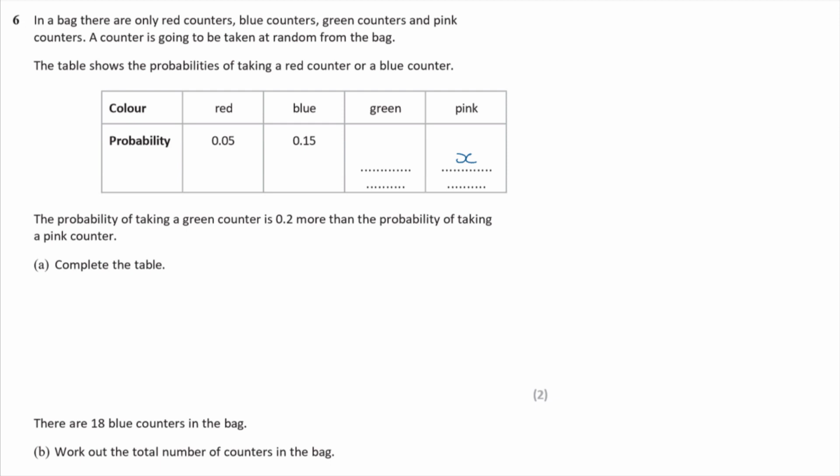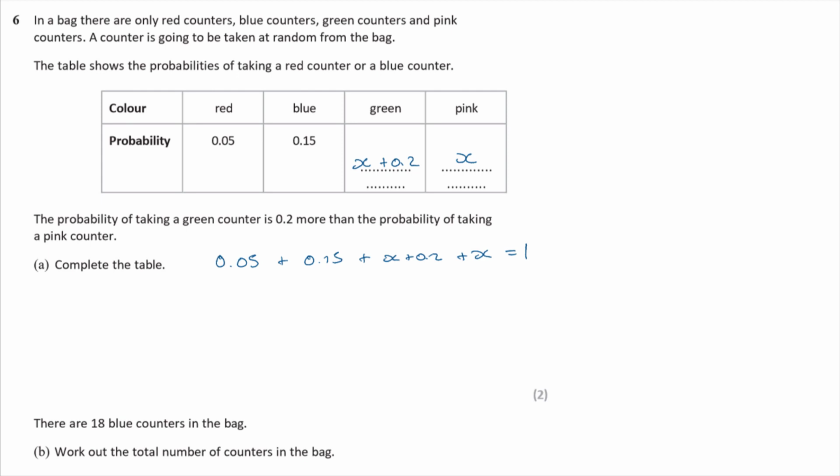Then I can write green down relative to pink, can't I? I can say that green is 0.2 more, so green is going to be x plus 0.2, isn't it? Now, I also know the rule for completeness in probability. If these are the only possible outcomes, then the sum of all of those outcomes must be 1, must be certainty. So I know that 0.05 plus 0.15 plus x plus 0.2 plus x, the 4 values, are going to add up to 1, aren't they? So I can form an equation in x that I can then go on to solve.